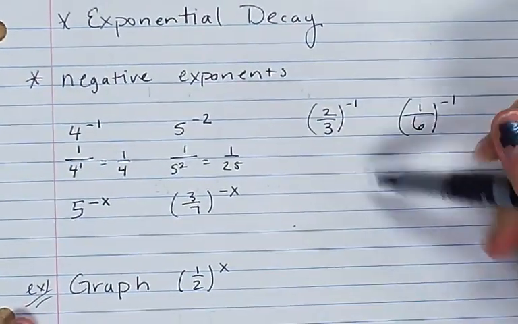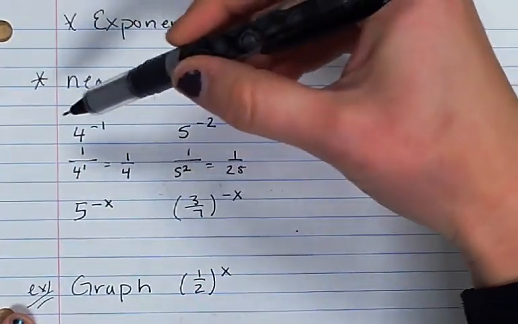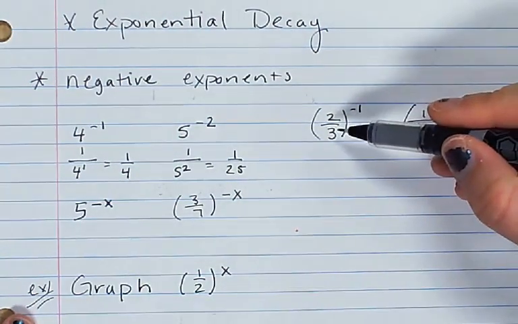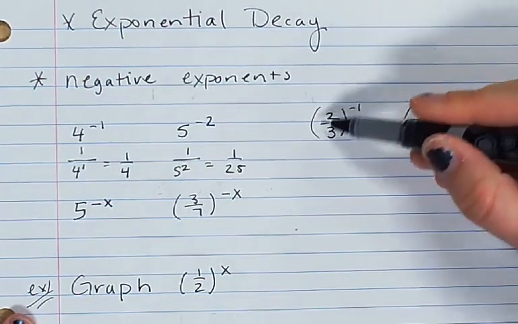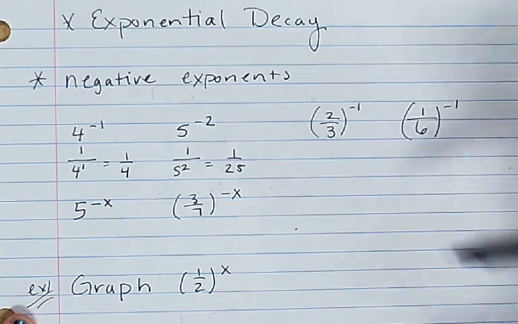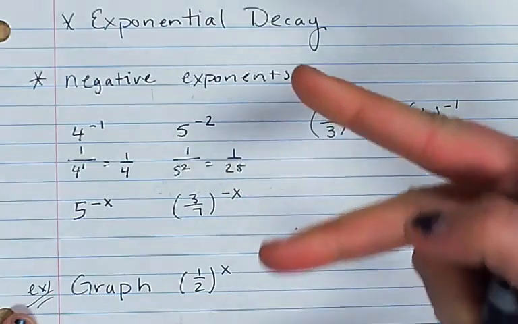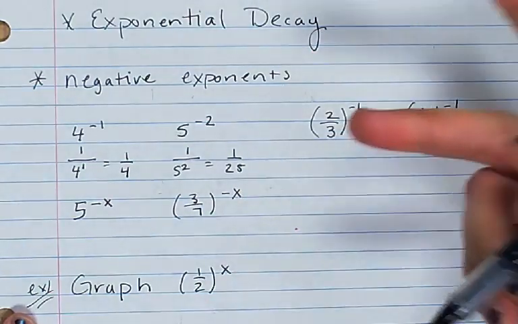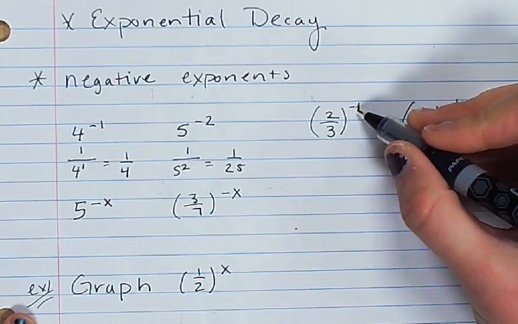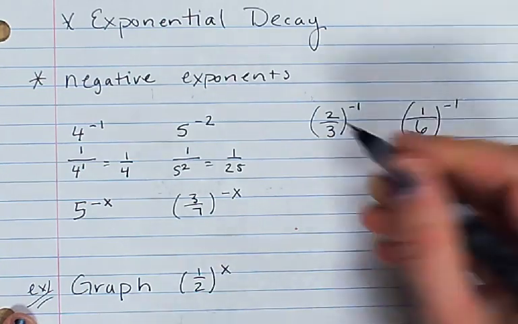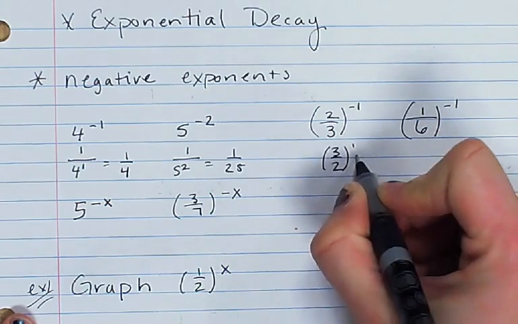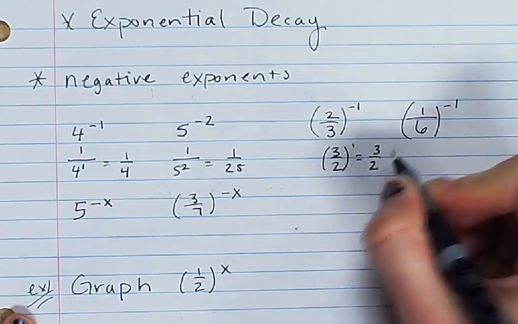Now, what happens here? See, these two we had whole numbers, so we just put a 1 on top. Well, this one already is a fraction. And when it's already a fraction and you have a negative exponent, to turn it to a positive exponent, you just find the reciprocal of the fraction. You just flip it. So since this already is a fraction, if I want to change this negative exponent to a positive exponent, I just flip the inside. 3/2 to the power of 1, which is just 3/2.